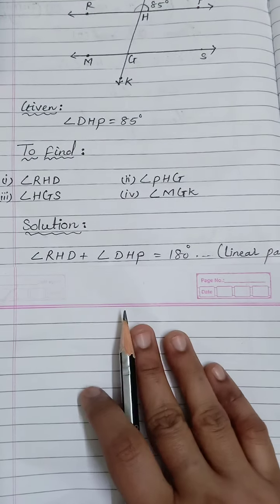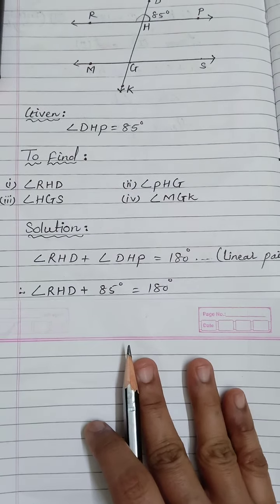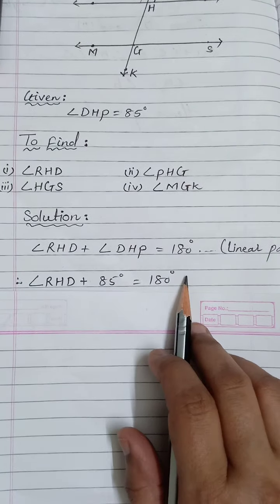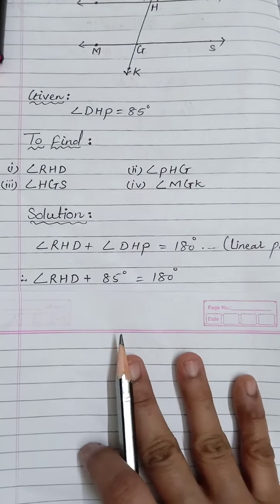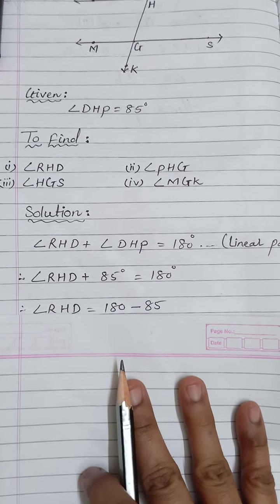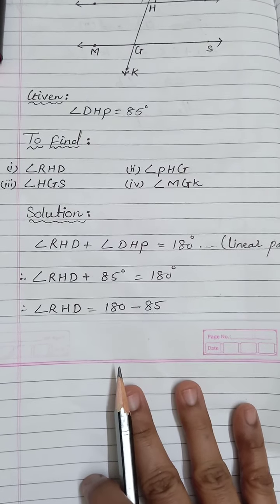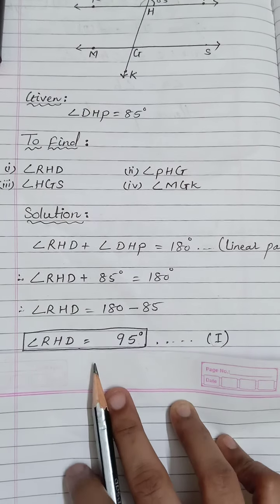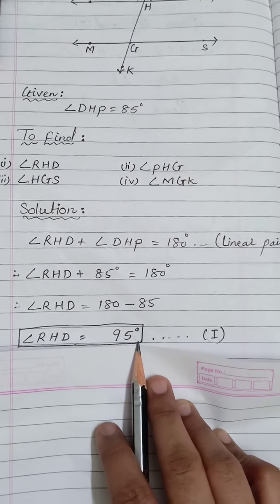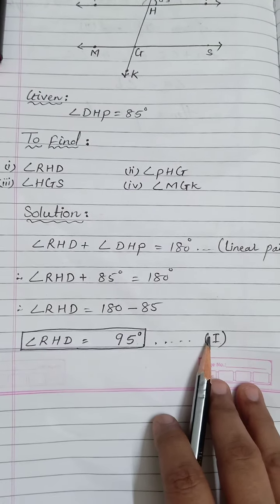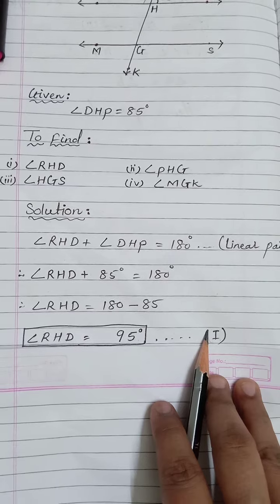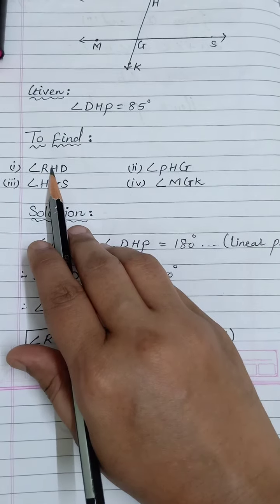Now this angle DHP is already given as 85 degree. So we'll substitute the value of DHP here. So RHD plus 85 is equal to 180 degree. Now this plus 85 we will take to the other side, so it will become minus. So angle RHD will be 180 minus 85, and 180 minus 85 is nothing but 95. So we have got the value of RHD is equal to 95 degree. I have given it equation number 1 because for further solution we are going to use it. In this way we have completed our first sub question.